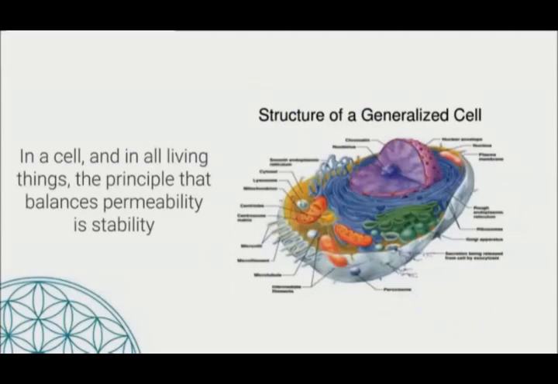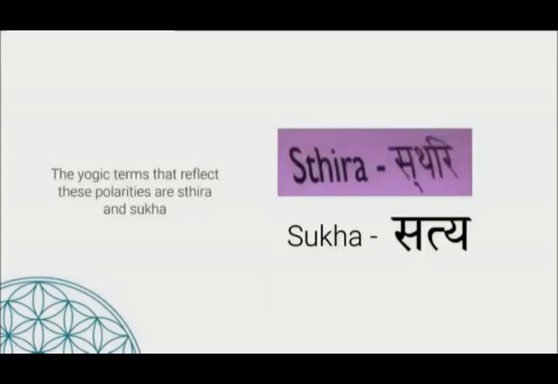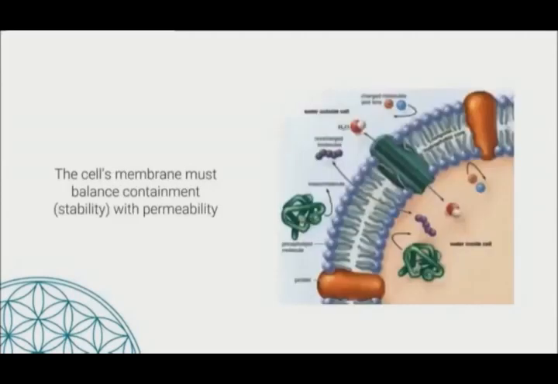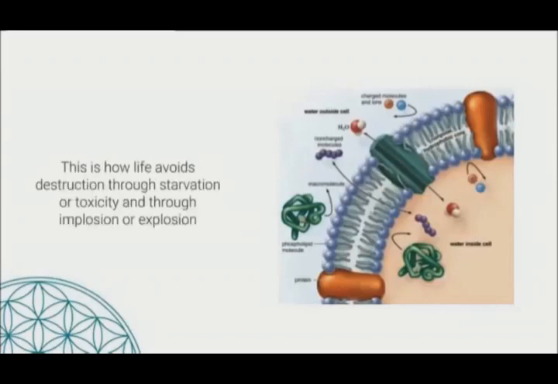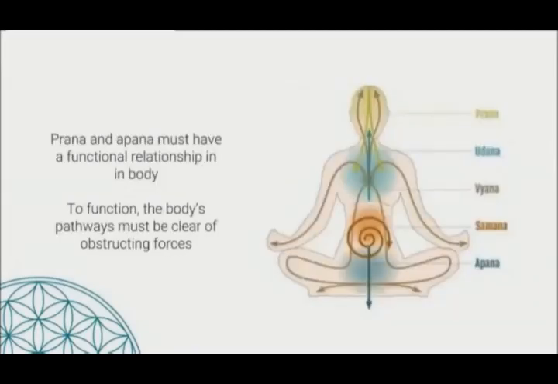In a cell and in all living things, the principle that balances permeability is stability. The yogic terms that reflect these polarities are sithra and sukha. The cell's membrane must balance containment with permeability. This is how life avoids destruction through starvation or toxicity and through implosion or explosion. Prana and apana must have a functional relationship in the body. To function, the body's pathways must be clear of obstructing forces.